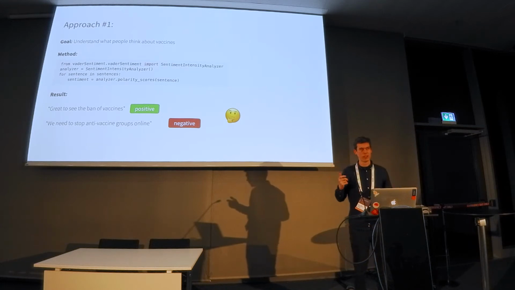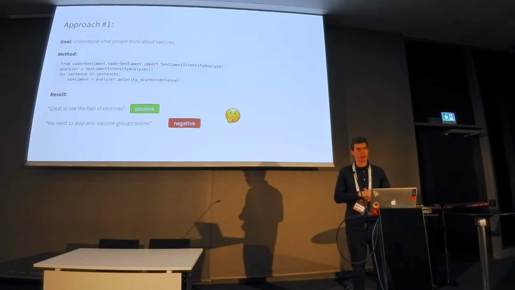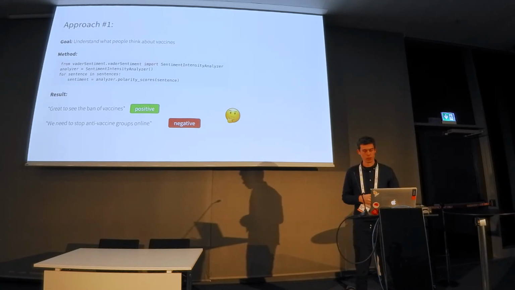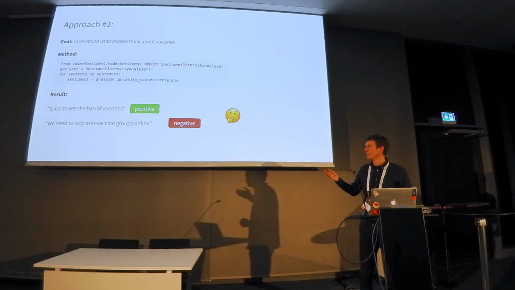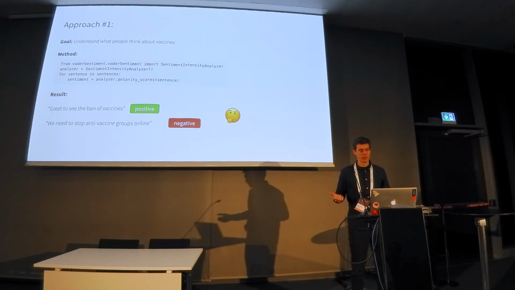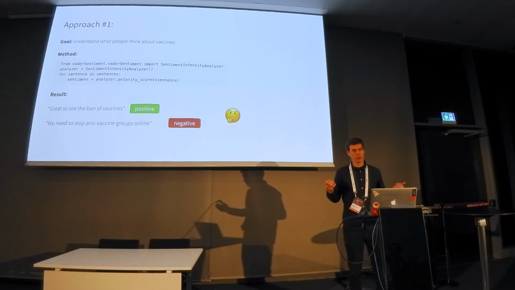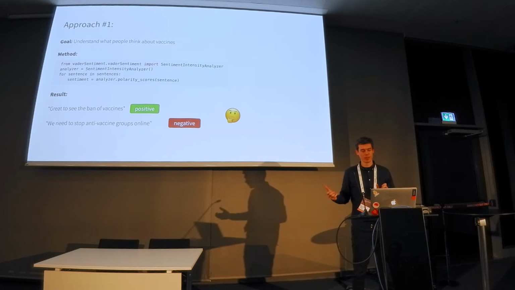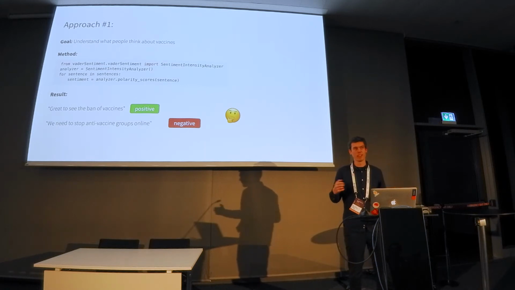You can literally install a library called Vader, feed in the data you collected, and it will spit out some labels, some predictions. The first one here would be something like, "great to see the ban of vaccines," and it will likely predict this as positive. And you're like, wait a second, this is actually an anti-vaccine post, so it should be really negative.